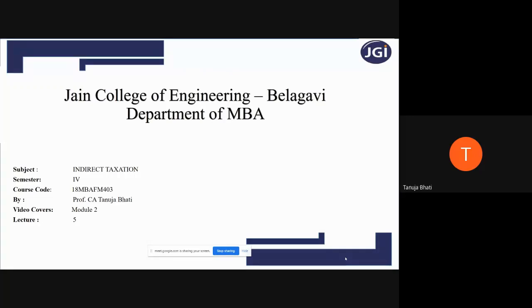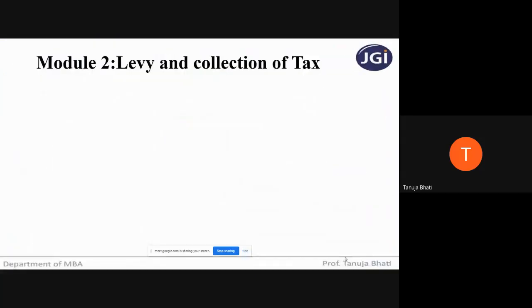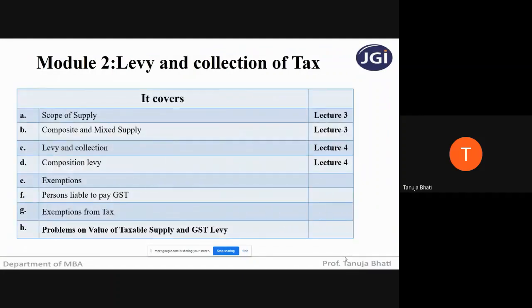Okay, welcome students. Welcome to lecture number 5, where we will be covering module 2 under subject indirect taxation. Module number 2, as we know, is about levy and collection of tax, in which we have seen the scope of supply, composite and mixed supply, levy and collection, and composition levy. Beginning with scope of supply, we covered it under section number 7. Composite and mixed supply we covered under section number 8. Levy and collection we covered under section 9. Composition levy we covered under section 10.